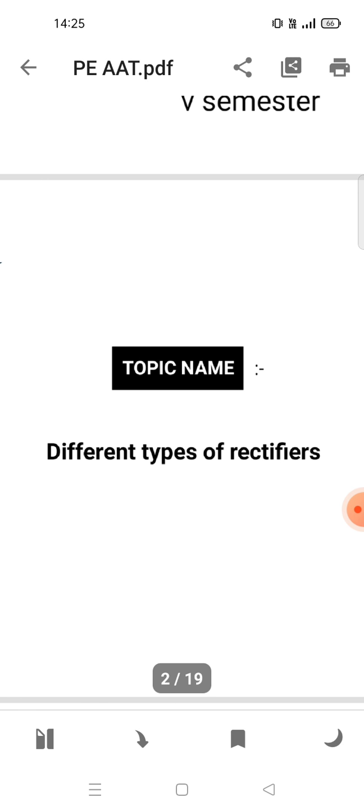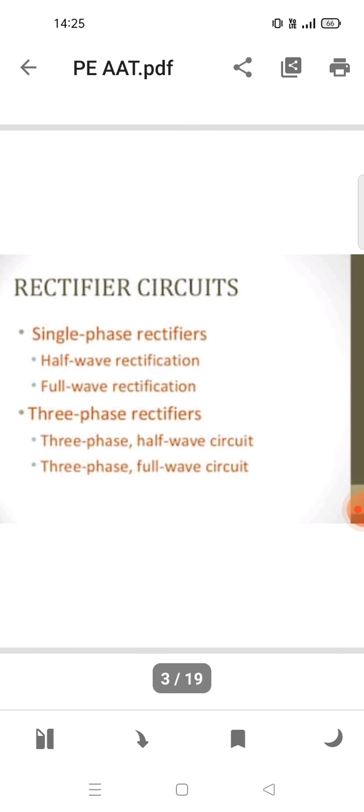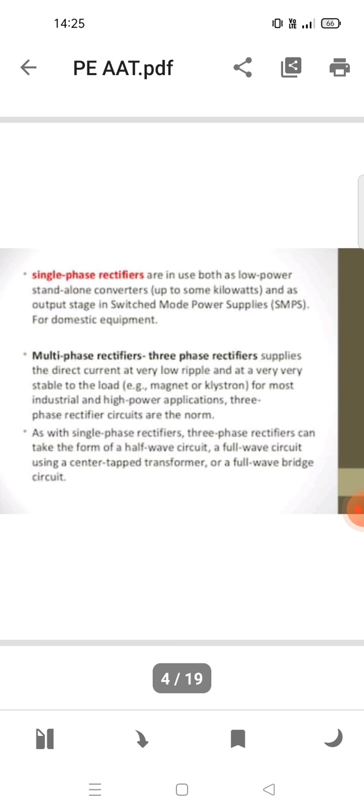My topic is about different types of rectifiers. Rectifiers are single phase rectifiers, half wave rectifier, and full wave rectifier. There are also three phase rectifiers, half wave rectifier and full wave rectifier. Single phase rectifiers are used in both low power and alone converters of some kilowatts out of the switched mode power supplies. Multi-phase rectifiers supply the direct voltage with very low ripple and a very stable load for most industrial high power. These are three phase rectifiers.